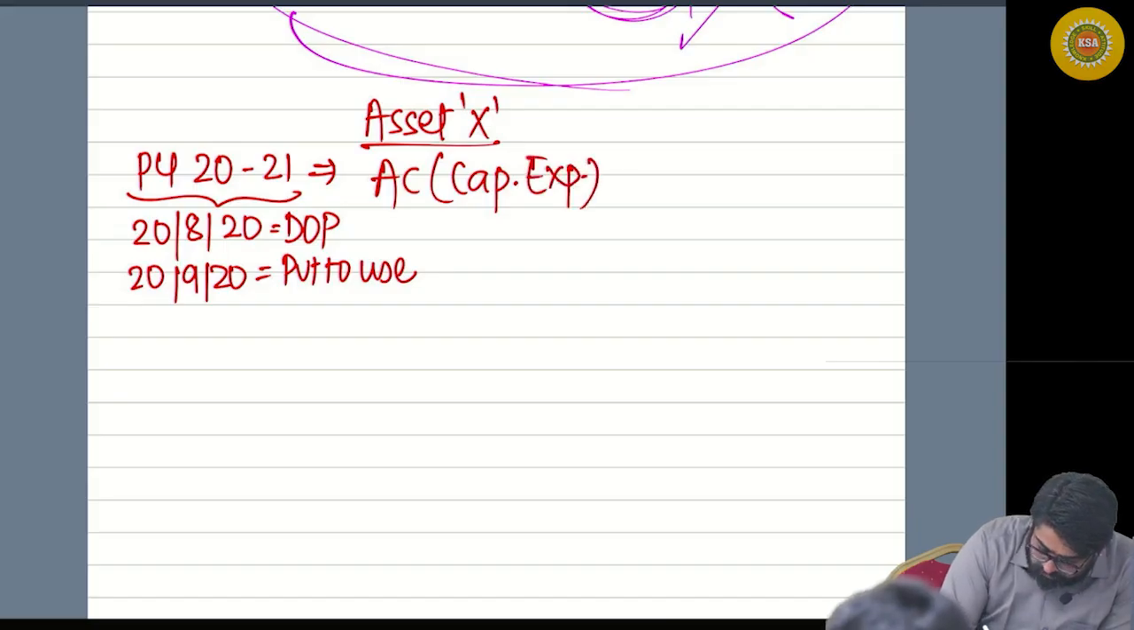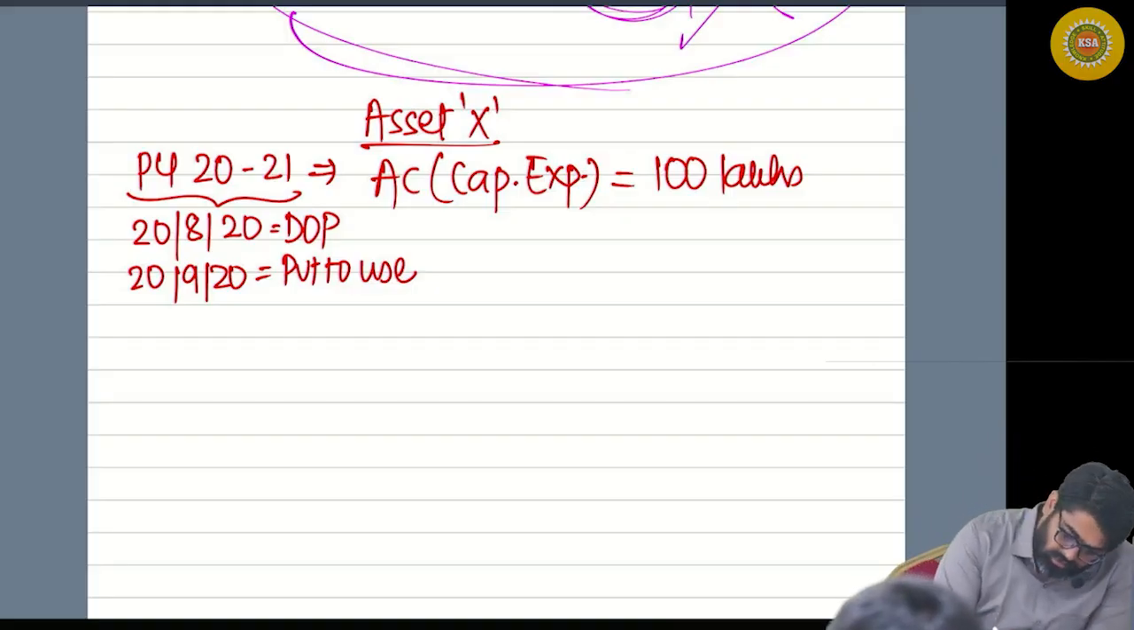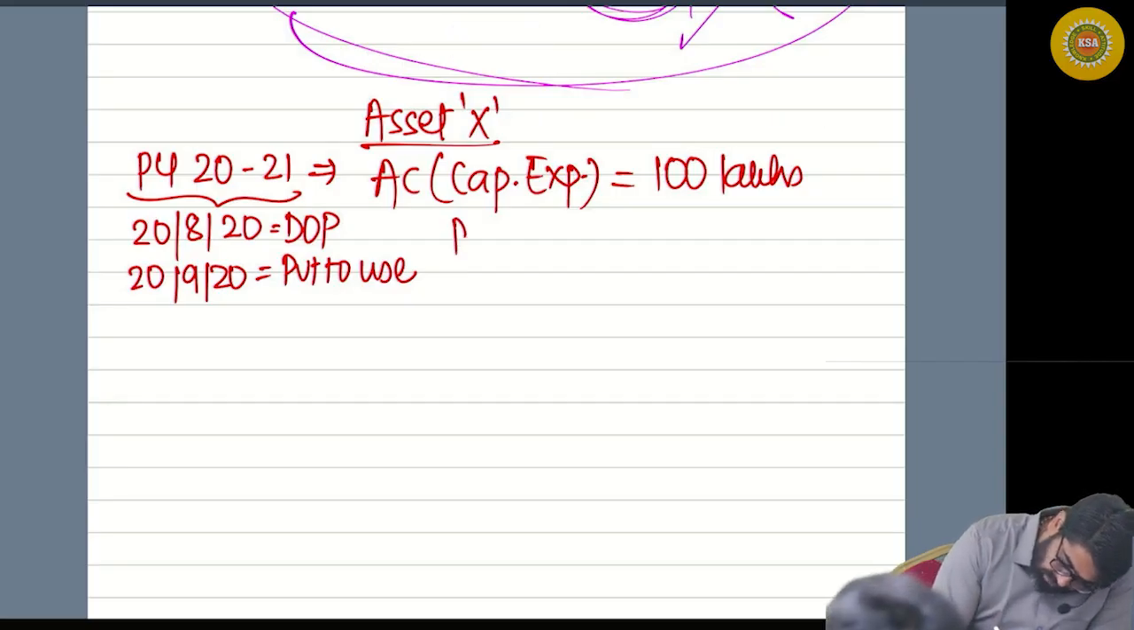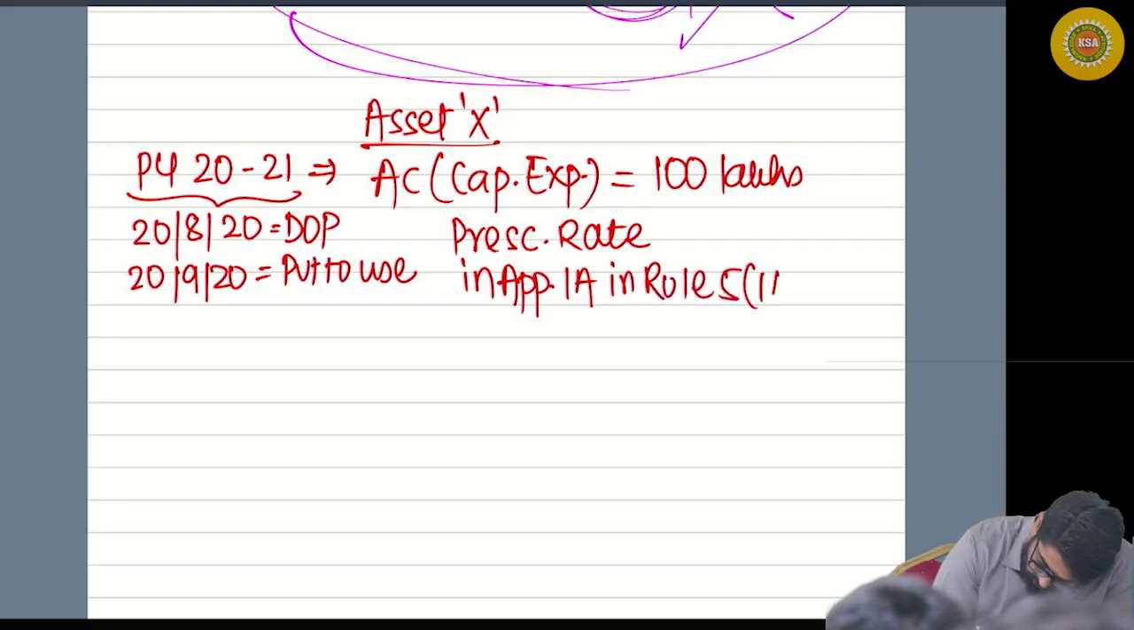Now the asset X was purchased and the actual cost, meaning the capital expenditure incurred on that asset, was 100 lakhs. Let's assume that for this asset the prescribed rate in Appendix 1A, in Rule 5 1A, was 10%.